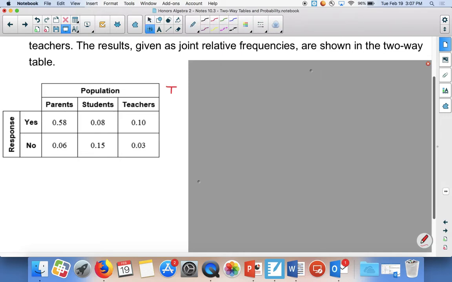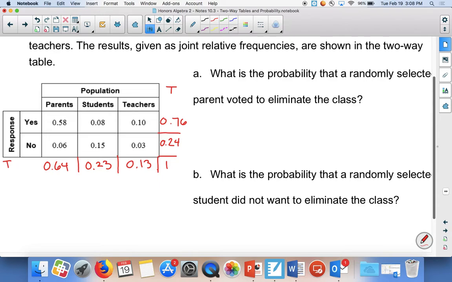Okay, so T and T. So this will be 64%, 23%, 13%. I'll kind of separate these two. This should always be 1. This is 24%, and this is 76%. Okay. Just added them up. All right, so now let's look at probability.